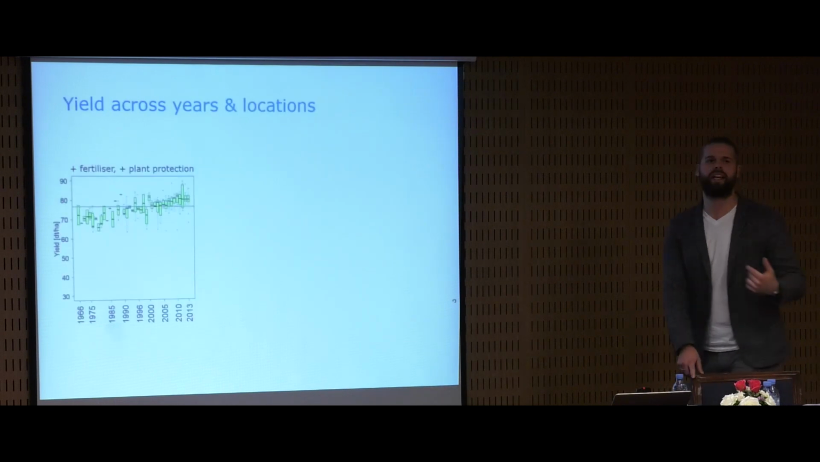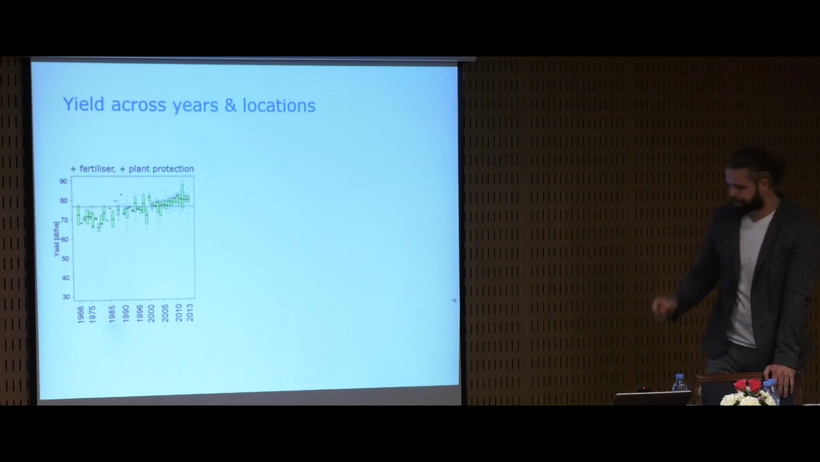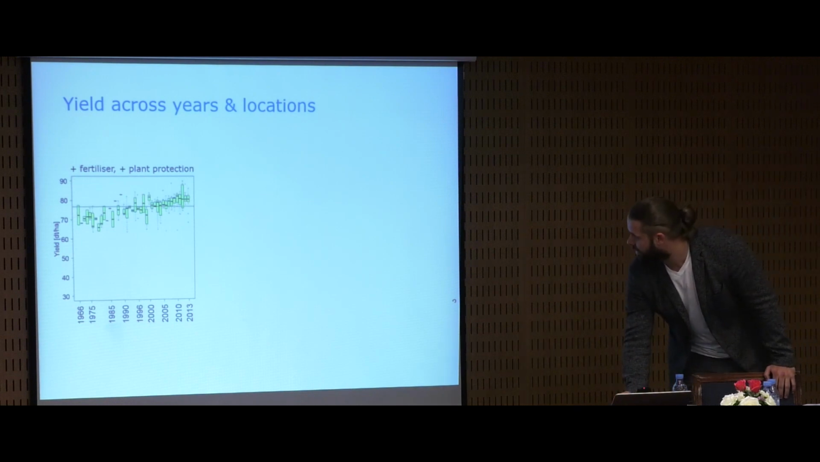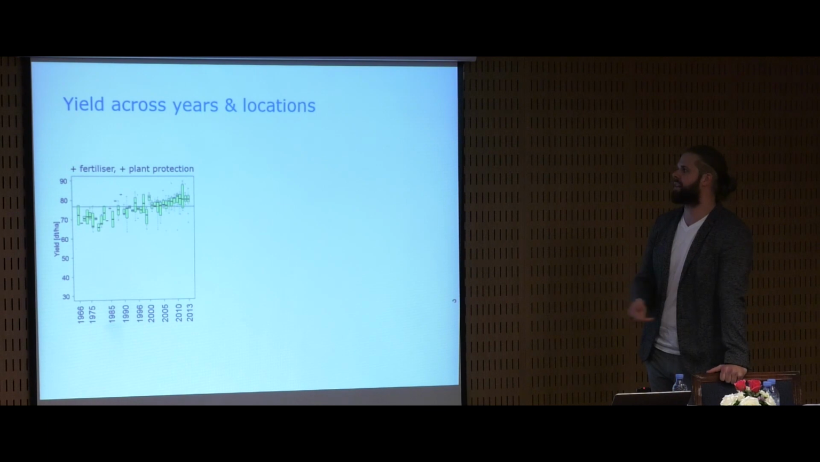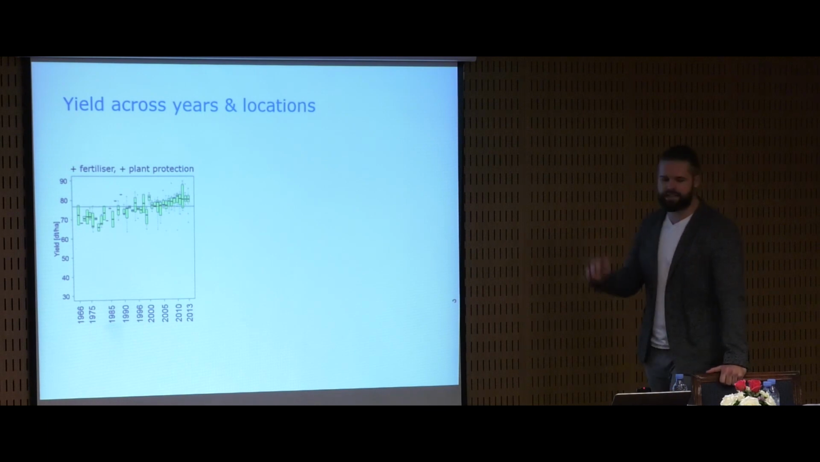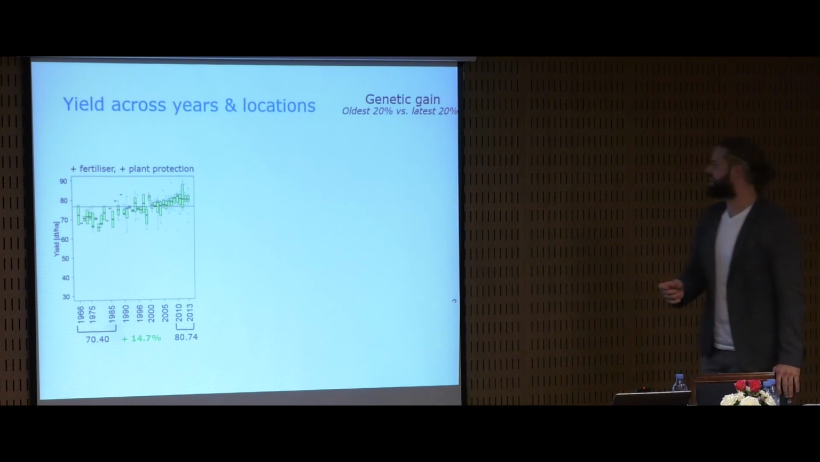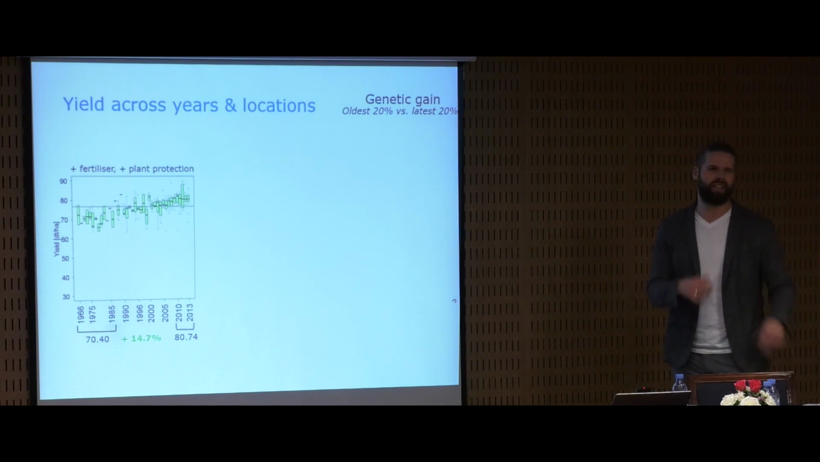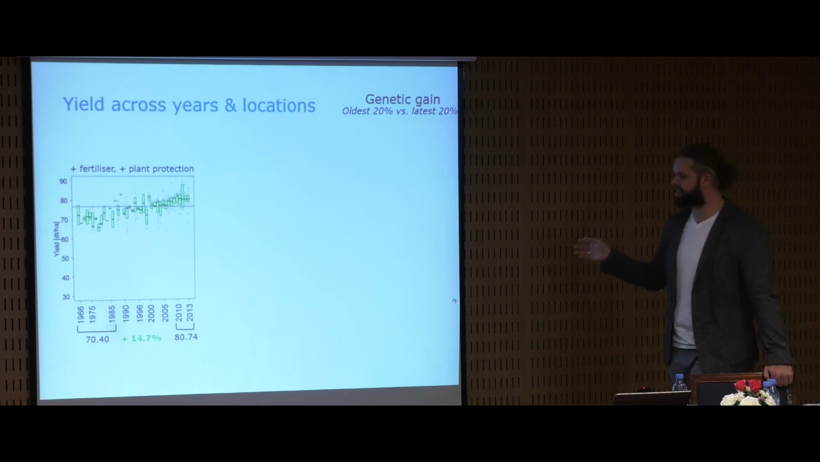So talking about genetic gain, here I'm showing you yield across years and years of registration and locations. And here you see yields for the management intensity level where we applied maximum amounts of fertilizer and plant protection. You see a nice linear trend. If we try to quantify it, there's around 15% difference in yield performance between the oldest and the most recent varieties, which is already pretty good.